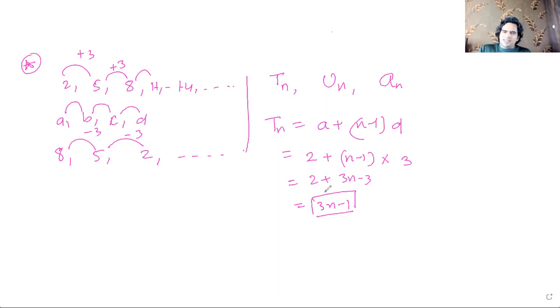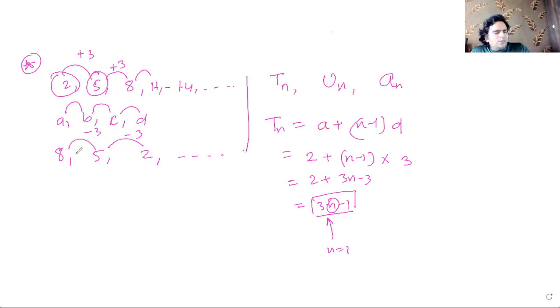Now, if you want to test it, if I plug n as 1 here, you'll get 3 minus 1, which is 2, obviously true. If I plug n as 2 here, 3 2s are 6, 6 minus 1 is 5, that's true. So you can cross-verify your answers.